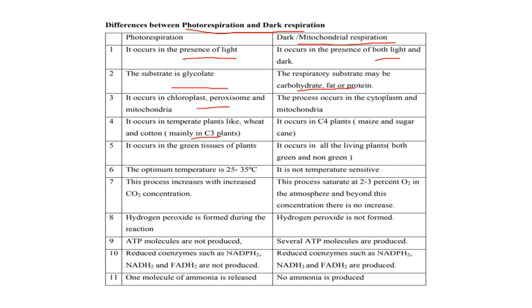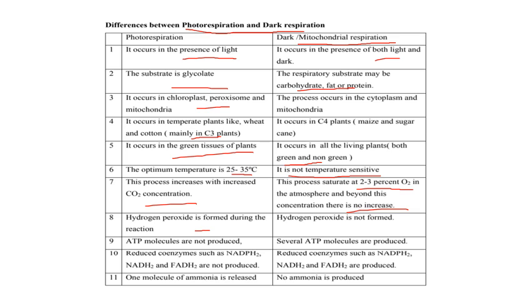Dark respiration occurs in C4 plants such as maize and sugarcane. Photorespiration occurs in green tissues of plants. Dark respiration occurs in both green and non-green tissues. For photorespiration the optimum temperature is 25 to 35 degrees Celsius. Dark respiration is not temperature sensitive. Photorespiration increases with increase in CO2 concentration. The process saturates at 2 to 3% of O2. If the O2 concentration increases beyond this, then there is no increase.